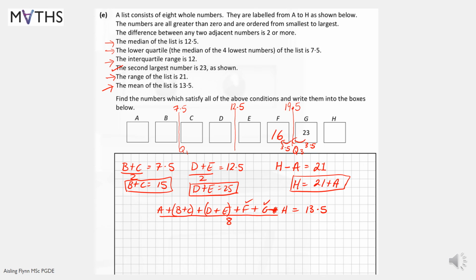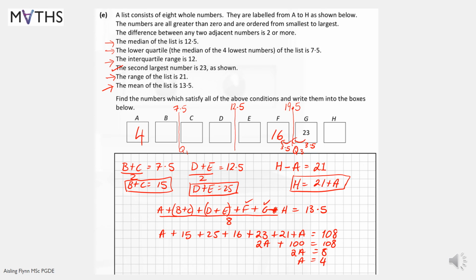Okay, so writing that in, I get A plus 15 plus 25 plus 16 plus 23. Now instead of H, I'm writing 21 plus A and multiplying both sides by 8. So 13.5 by 8 is 108. Okay, so I'm getting places now. Simplifying, I get 2A plus 100 equals 108. Therefore 2A equals 8 and A is 4. So we're getting places here now.